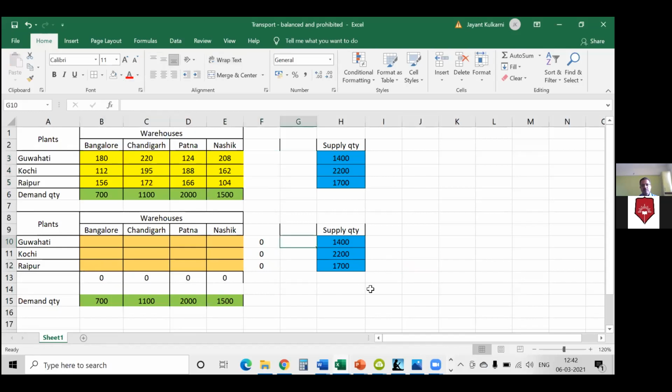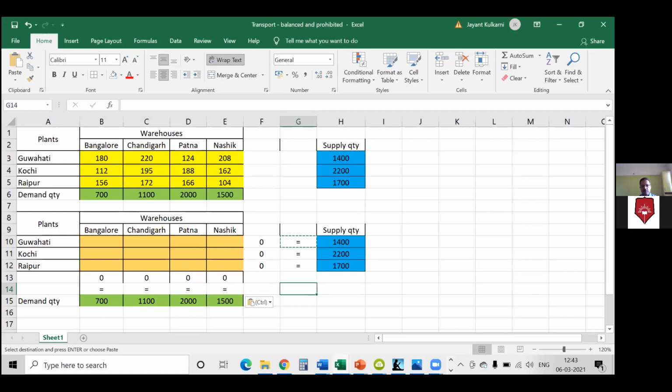What will be the relationship in terms of equality between these? It will be equal to, so that all the quantities that are going to be shipped from each of these plants should equal 1400, 2200 and 1700 respectively, and the quantities received by each of these destinations should also equal 700, 1100, 2000 and 1500 respectively.